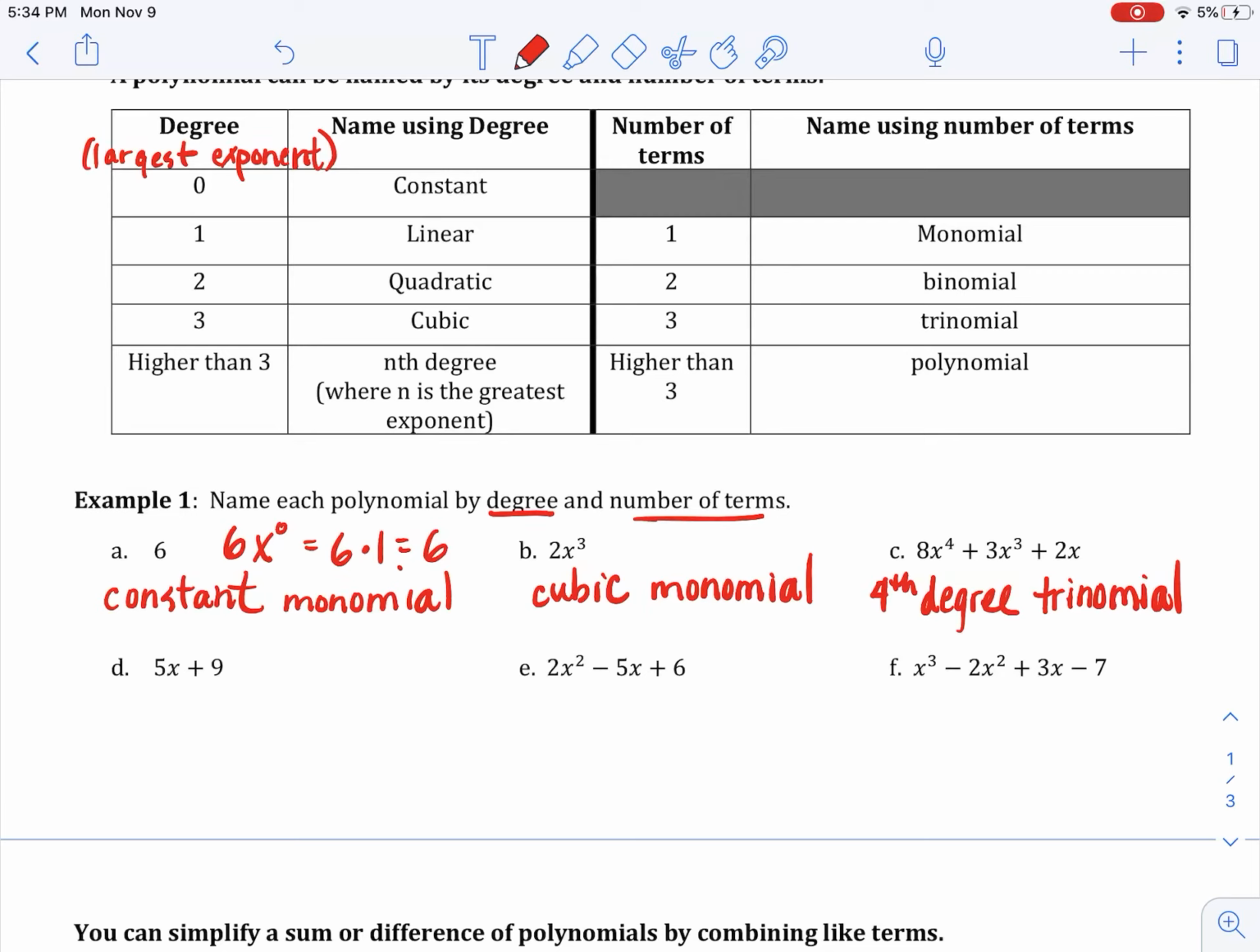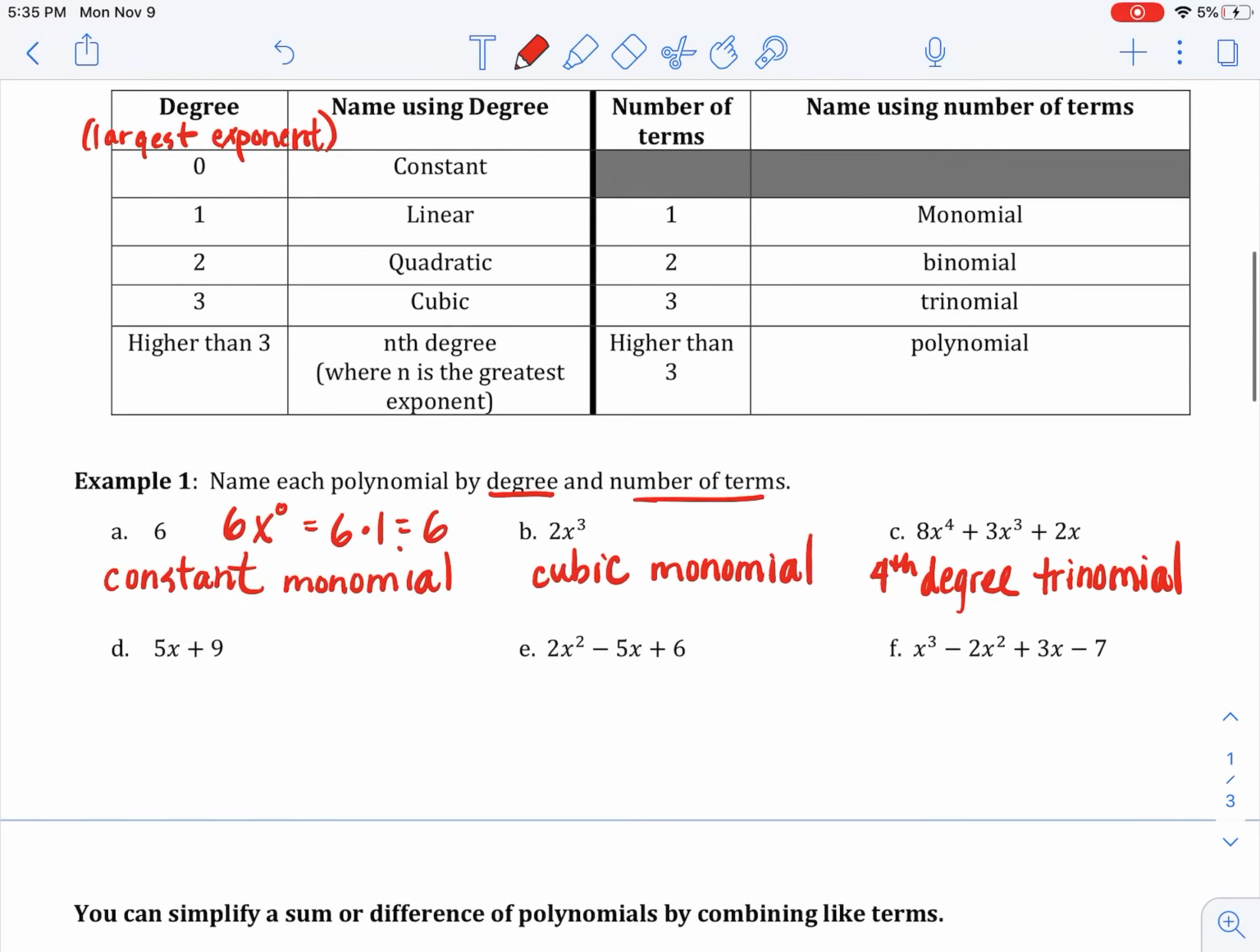So the first name is based on the degree, which is the highest exponent you see. And the second name is how many terms are connected together. All right, in the next one, 5x plus 9, I don't see an exponent. Remember, there's really an invisible 1 on this x. So if we go up to the table, if we have a degree of 1, that's called linear. So we have a linear.